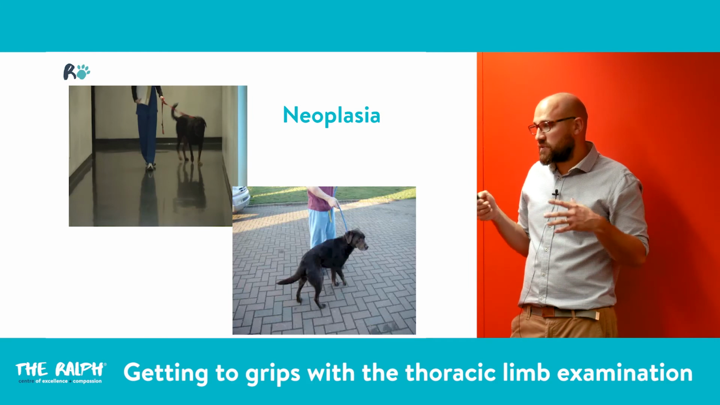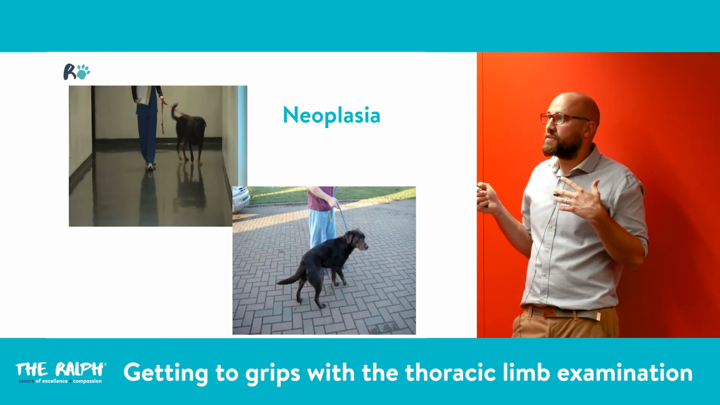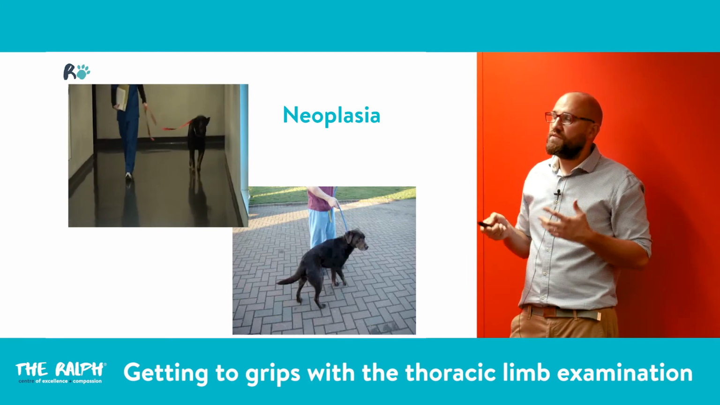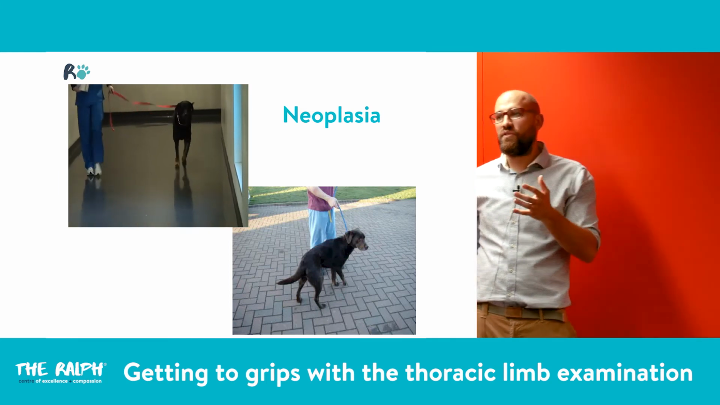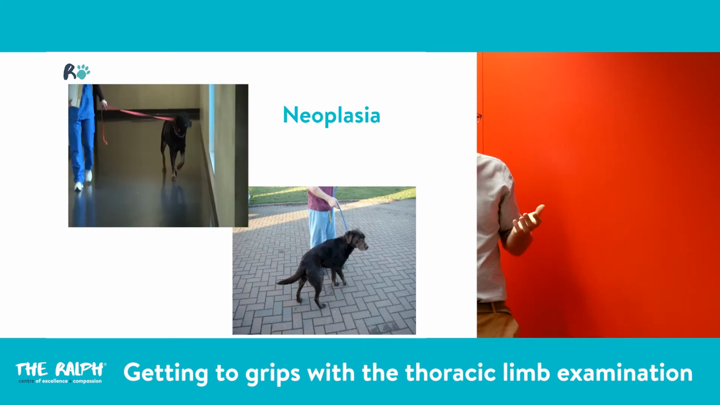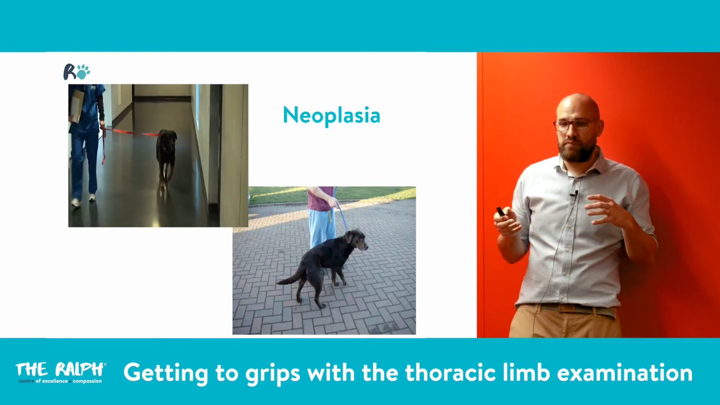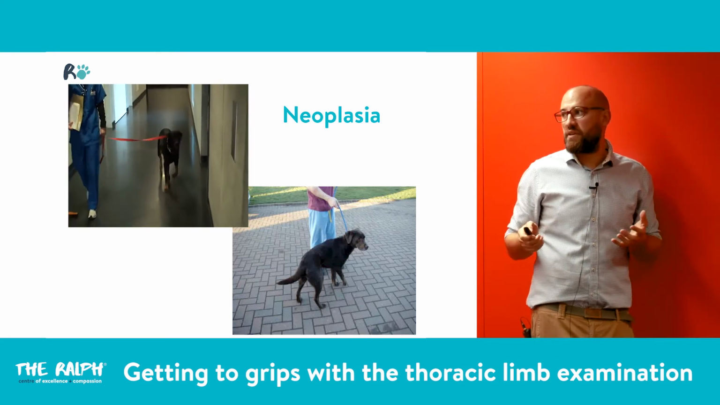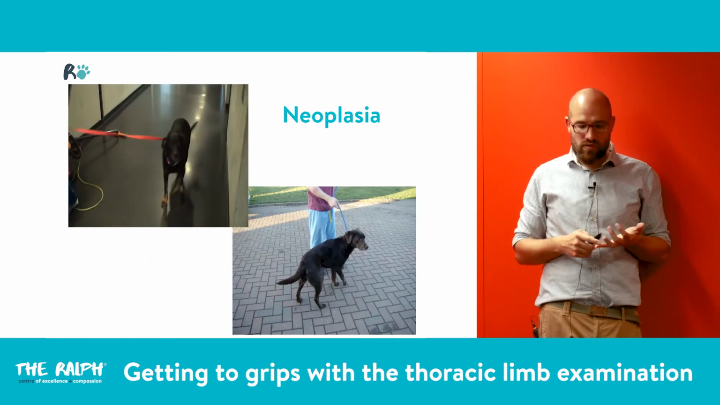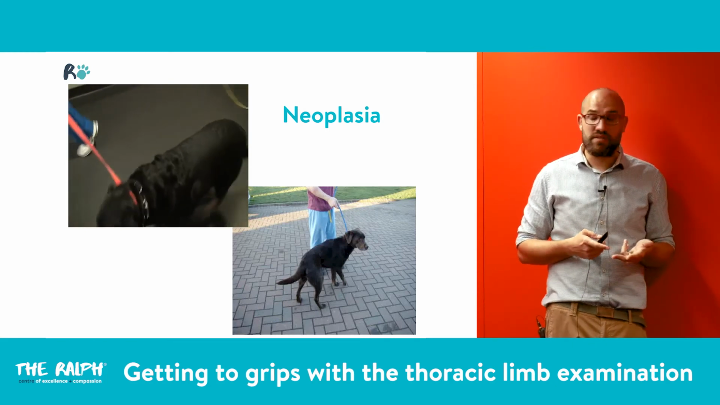And then lastly, talking about neoplasias, if you see a dog that comes through the door and is non-weight bearing, and especially if it's an old dog, you know already pretty much what you're looking for, because unless it has a fracture or an abscess, an infection, it's going to be a neoplasia.